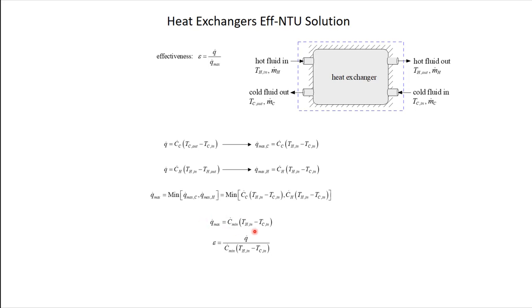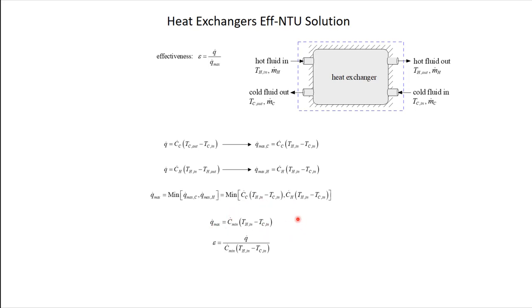If you want to think about it, you get Q dot max by taking the fluid flow that has the smallest capacitance rate and changing its temperature the most that you possibly can, right? That's the best your heat exchanger is ever going to do: you take the fluid that has the smallest capacitance rate and you either heat it all the way up as hot as it can get or you cool it all the way down as cold as it can get. You can't do any better than that.